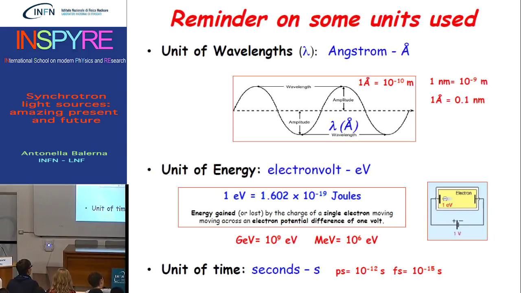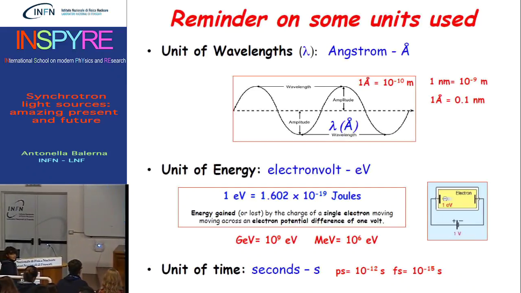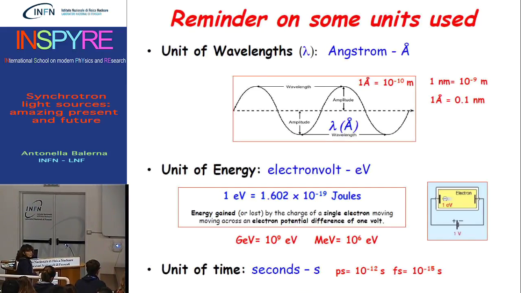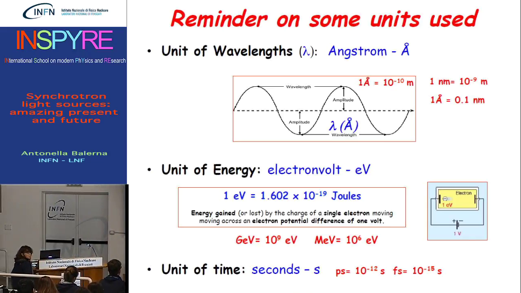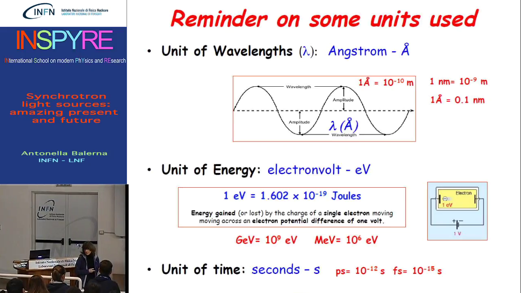Then, when I speak about energy, I will talk about giga electron volts or mega electron volts. These are billions or millions of electron volts, and the electron volt is the unit used to measure the energy of particles, or also of photons and so on. And speaking of time, we will go to very small scales, speaking about picoseconds or femtoseconds. So we are on the scale of 10 to the minus 12 seconds or 10 to the minus 15 seconds, okay? This is just so we have a common language when speaking about units.